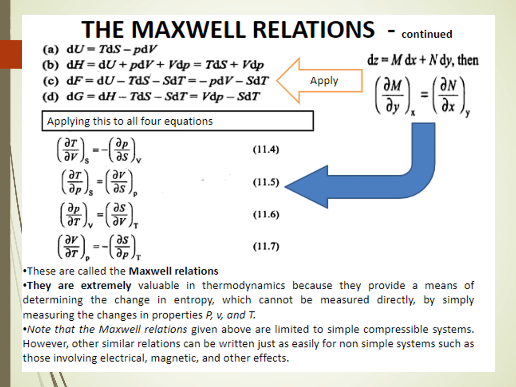So these four equations are known as the Maxwell relations and are extremely valuable in thermodynamics because they provide a means of determining the change in entropy, which cannot be measured directly, by using measurable variables, that is pressure, volume and temperature. So we are using the Maxwell relations by replacing unmeasurable quantities with measurable quantities. This is what the Maxwell relation indicates.